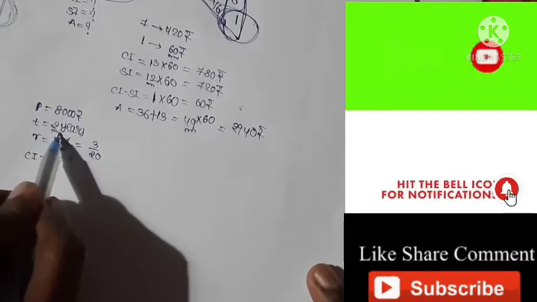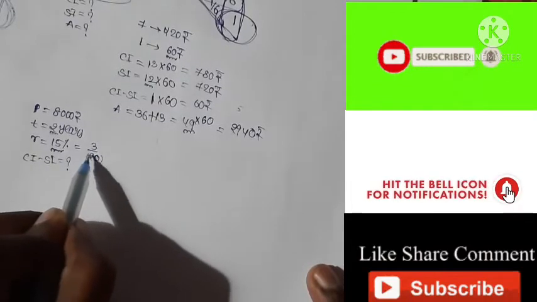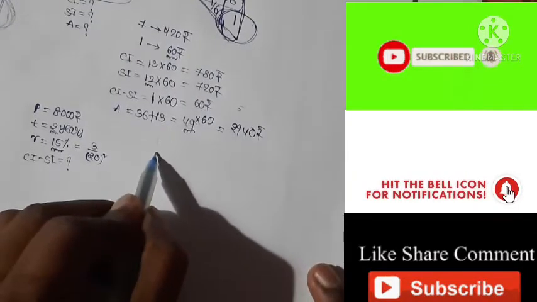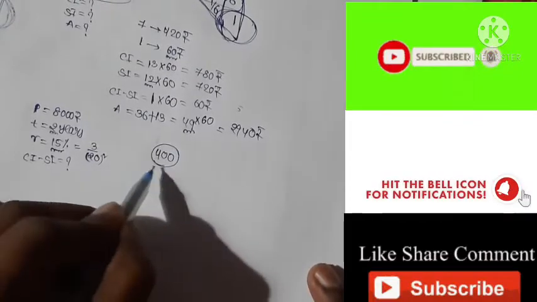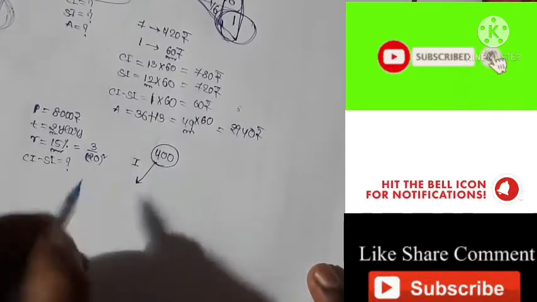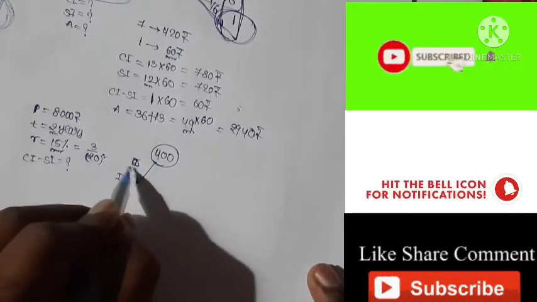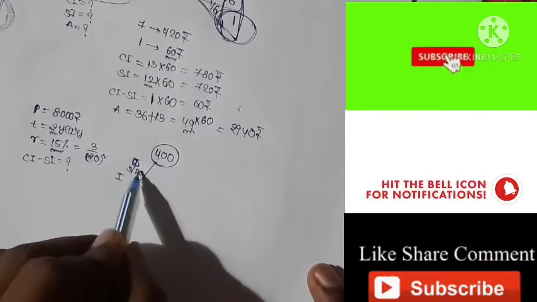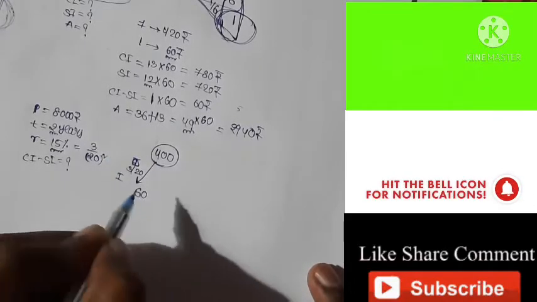So here time is 2 years. So take 1 by A. Here A is 20. So take 20 square, that means take the principal as 400. So the first year rate of interest is 15%, that means 3 by 20. So 400 into 3 by 20. So 20 into 3, so value is 60.